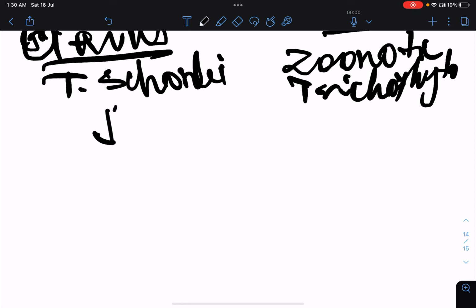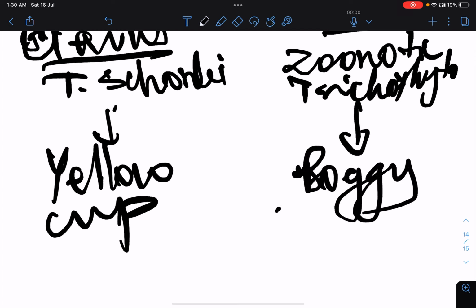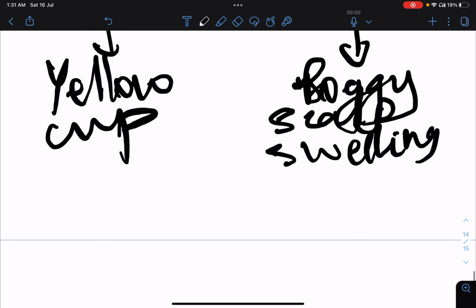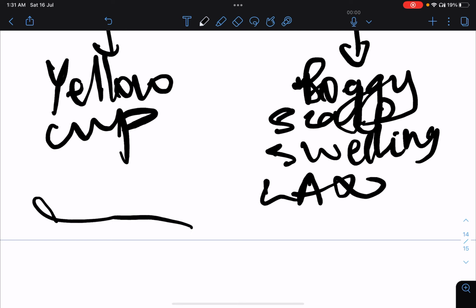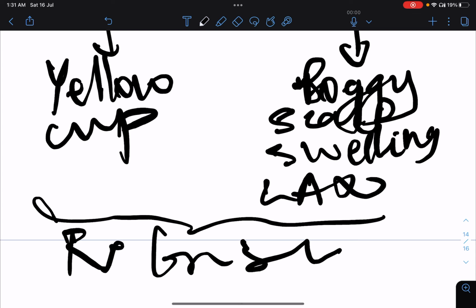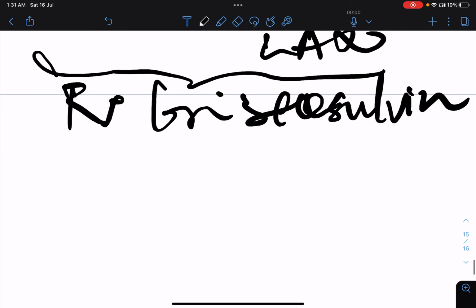But definitely, here you would have a yellow cup on the scalp, and here you would have a boggy scalp with swelling, and you would also have some amount of lymphadenopathy. In both cases, you would treat by giving griseofulvin. All right, that's about it, and that's how tinea could cause scarring.